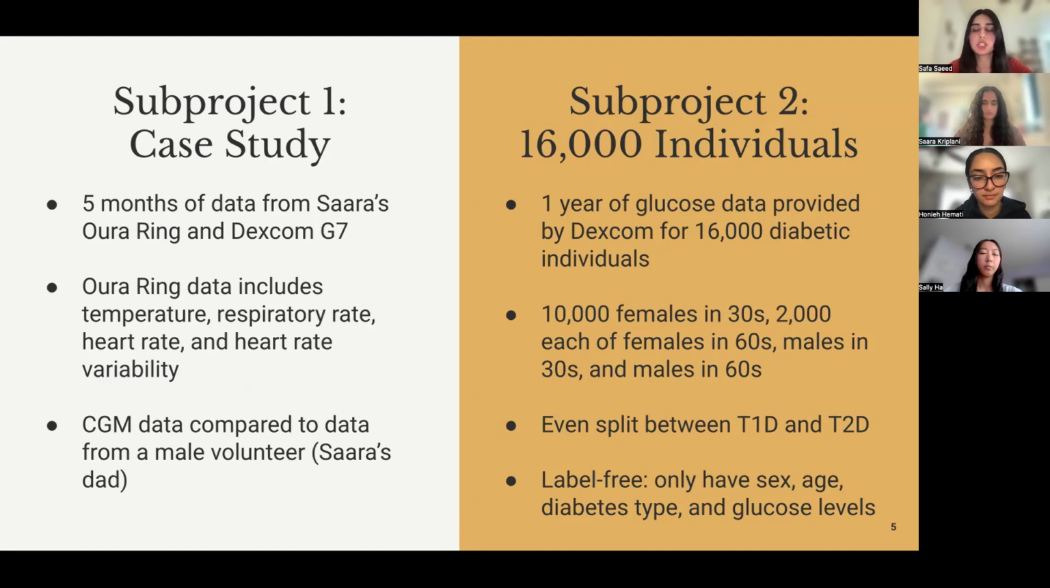Once we identified significant trends in the case study, we moved on to analyze a larger data set provided by Dexcom. We had a year worth of data for 16,000 diabetic individuals, split evenly between type 1 and type 2 diabetes. Additionally, this data is label-free for cyclicity. The only information we have is sex, age range, diabetes type, and the glucose levels provided by the Dexcom CGM.